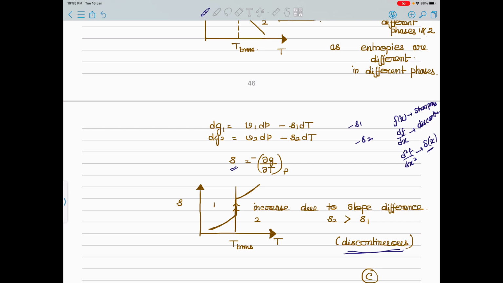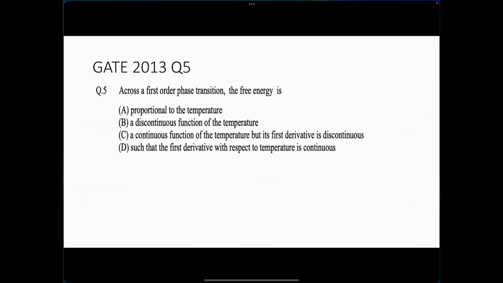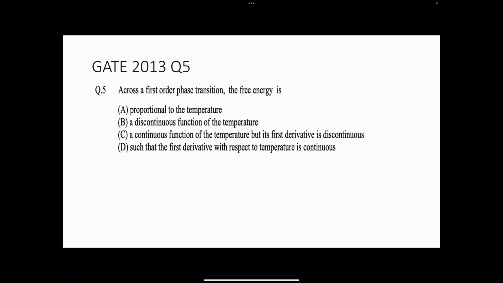So if we come back to the question again, we can clearly see that across the first order phase transition, the free energy is proportional to temperature. Well, not completely. A discontinuous function of temperature? No. It is a continuous function of temperature, but its first derivative, which represents the specific entropy, becomes discontinuous. This is the appropriate and correct option. The first derivative with respect to temperature is continuous? This is incorrect. The first derivative is not continuous with temperature.